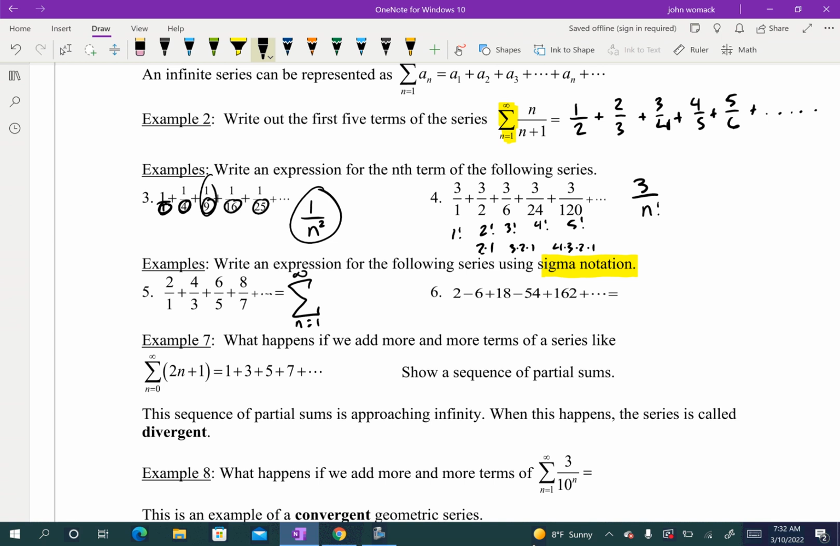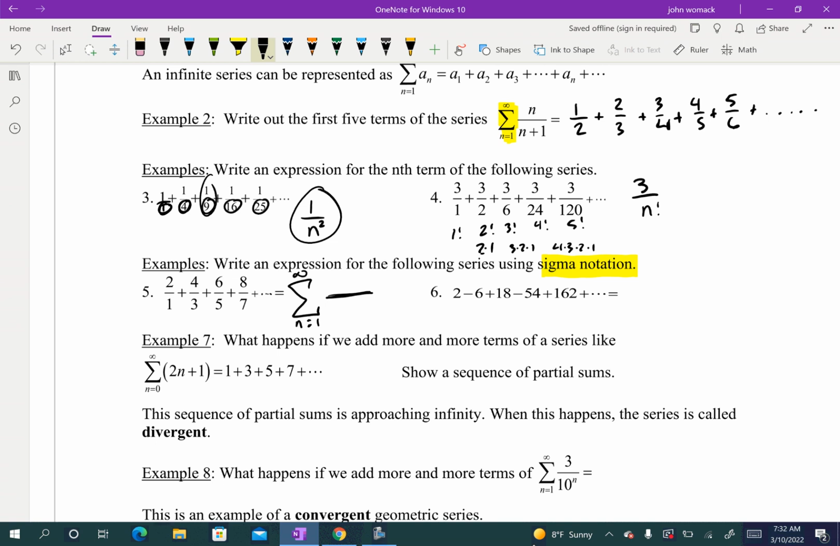Then I just need to come up with an expression that represents the nth term, similar to what we did on number 3 and number 4. If you notice, on 3 and 4 the numerator was staying the same. It was only the denominator that was changing. On this one, both the numerator and the denominator are changing. So we've got to come up with an expression that's going to give us both of those. The bottom one's a little bit easier. It's just going up by 2 each time.